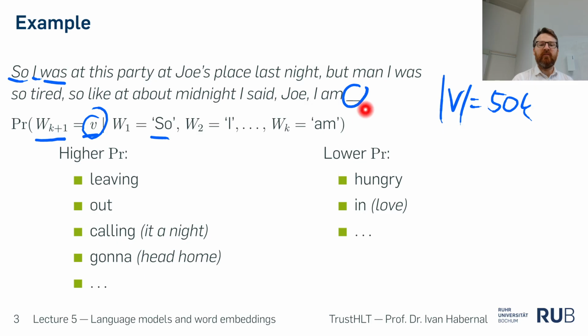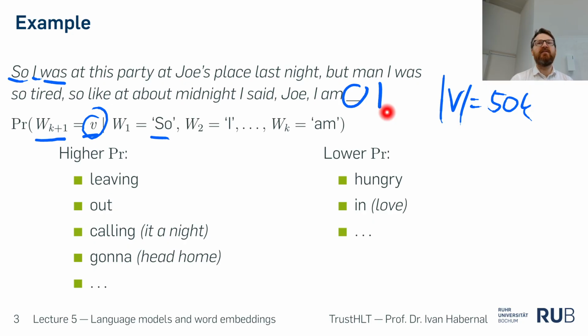And of course, some lower probabilities will be for words that don't make sense in this context, even semantically. So, I'm hungry. I mean, that's not what you're telling a friend if you want to leave. I'm hungry, but maybe you can. Who knows? Maybe this is likely, but maybe not. Joe, I'm in love. This is also very strange, but why not? But something which is even syntactically wrong would have lower probability. Like Joe, I would be somehow low probability because it syntactically doesn't make sense.